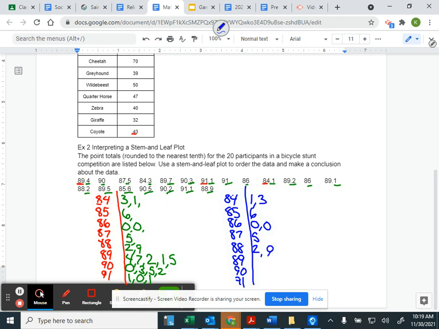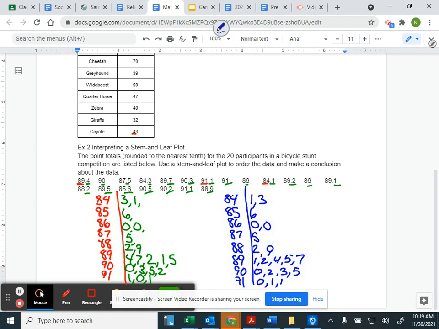89, so we have 1, 2, 4, 5, 7. 90 would be 0, 2, 3, 5. 91 would be 0, 1, 1. So now they are in order. It's going to be easier to compare and be able to draw conclusions from our data.